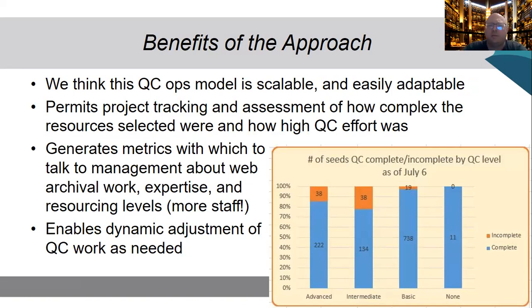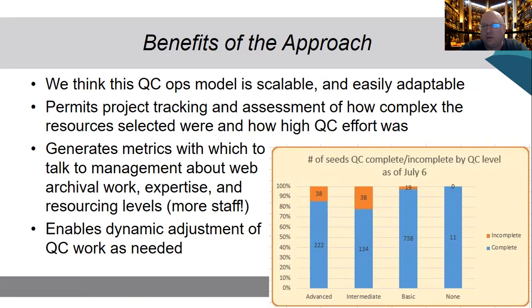It permits a high degree of project tracking and assessment of how complex the resources selected were and how high the quality control effort was. This, interestingly, generates a lot of metrics with which you can talk to management about how you do your web archiving work, what kind of expertise is needed, which will give you numbers which will help you argue for additional staff. It also enables dynamic adjustment of quality control work as needed.